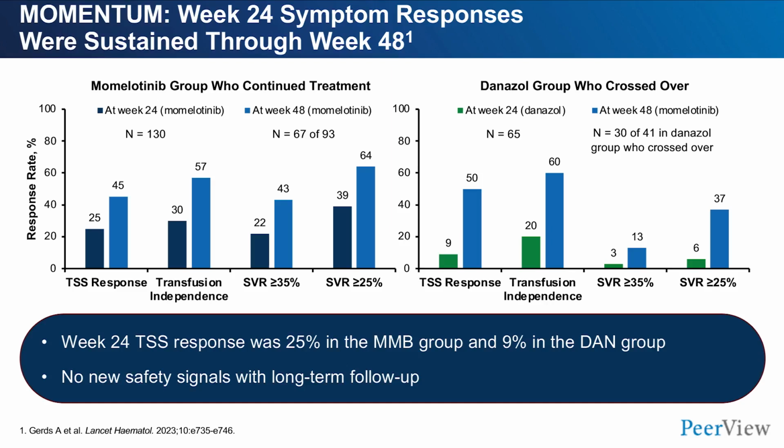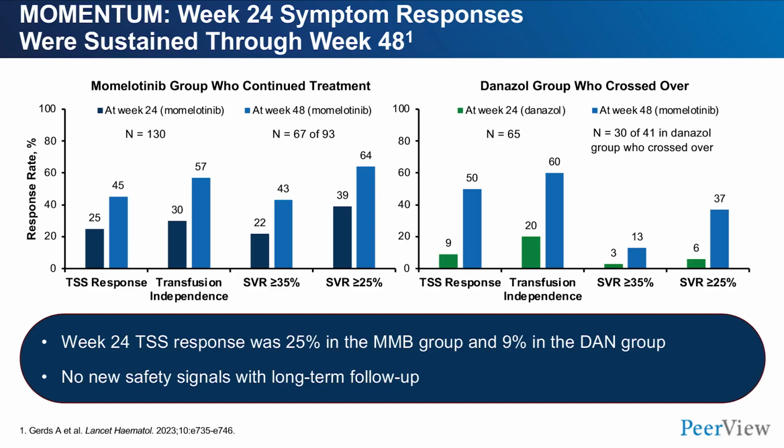And if we look at week 48, we have 57% of the patients who are transfusion independent with momelotinib, and 60% of patients who cross over from danazol to momelotinib or continue momelotinib in this arm. So the rate of transfusion independence was 60%. And also, if you look at total symptom score response, it was 45% with momelotinib and 50% with momelotinib at the end of week 48. So there is a confirmation of the efficacy of momelotinib in terms of symptomatological control and transfusion independence, and also in terms of SVR35.